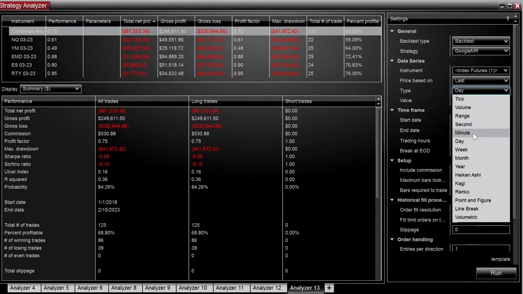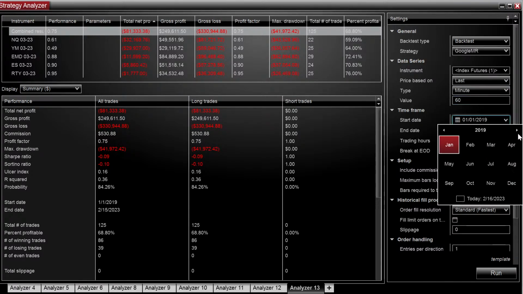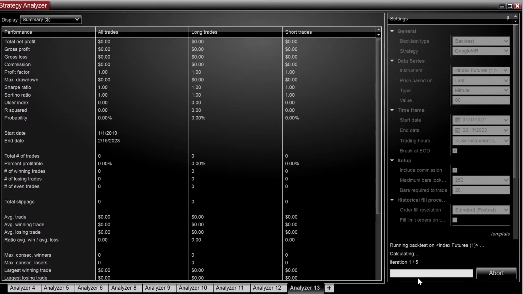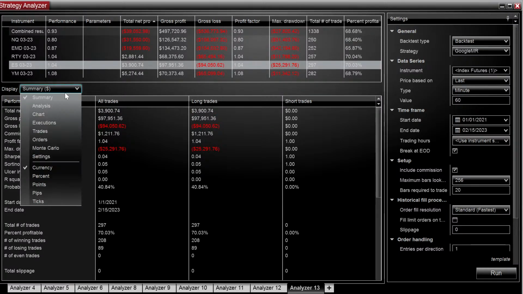So let's go ahead and move down. Let's go to the 60 minute, and we're gonna shorten up the testing period some. So getting a bit more trades. Yeah, 1,300 total. Let's see how it looks on ES.